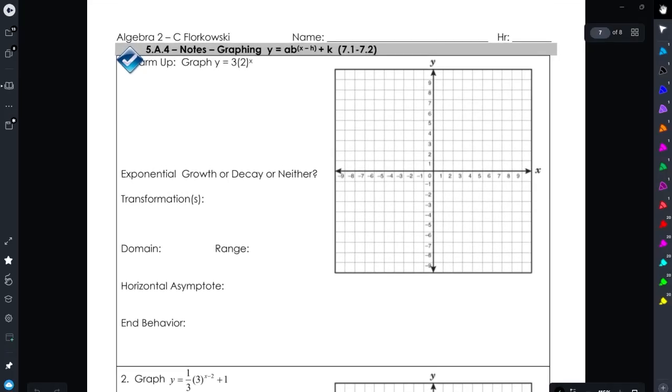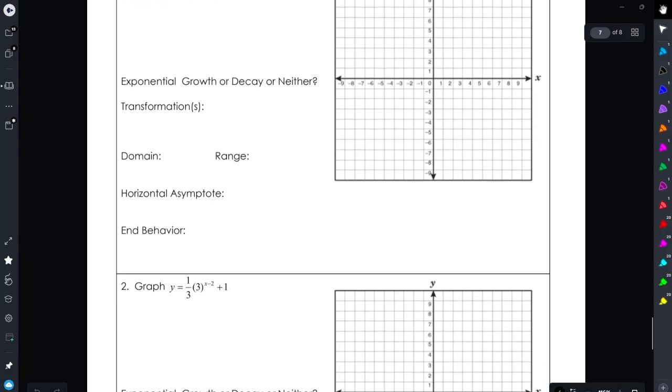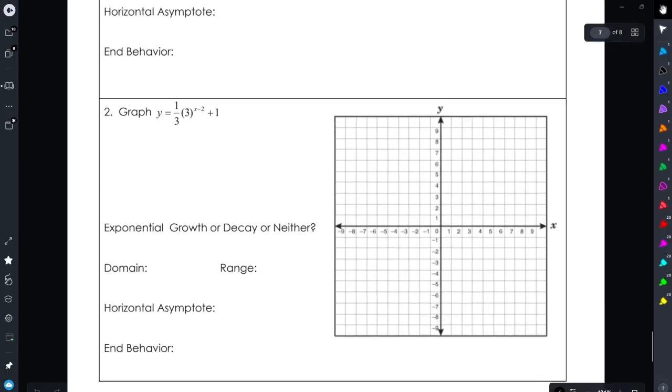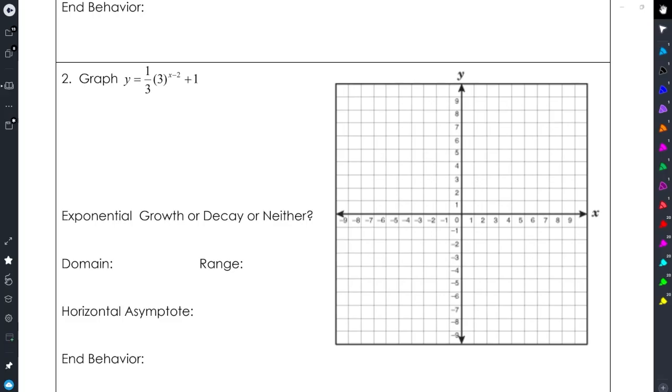All right, so today we're going to be graphing these exponential functions with an h and k value. So we're going to have some translations left, right, up, or down. Now we're going to skip the warm-up because that's a review from yesterday. So we're going to hop right into this function here.